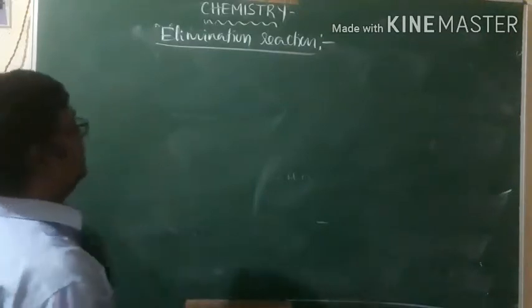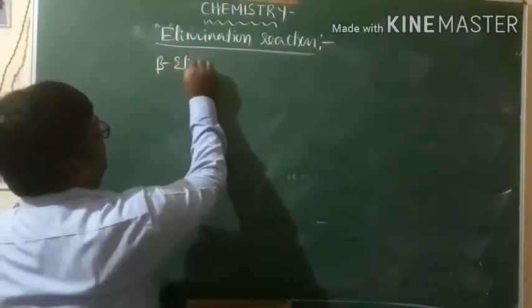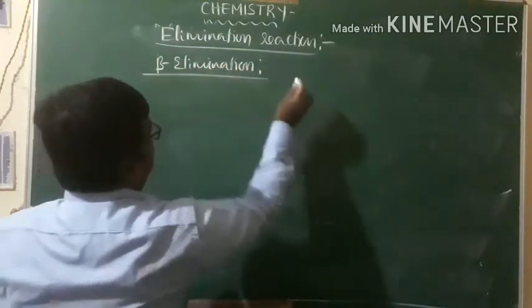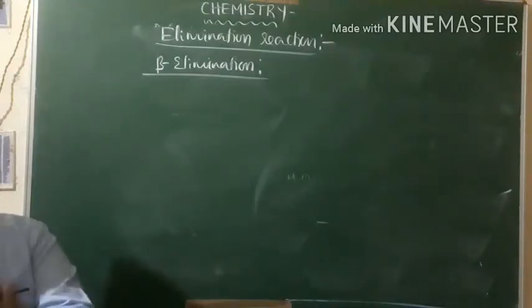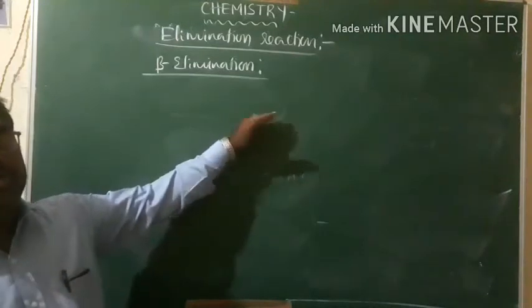In elimination reactions also, we have two types. We have two types of elimination reactions. One is beta elimination reaction. Another is alpha elimination reaction. I'll give the examples for that. In both the cases, you are going to remove the simple molecules from the substrate.